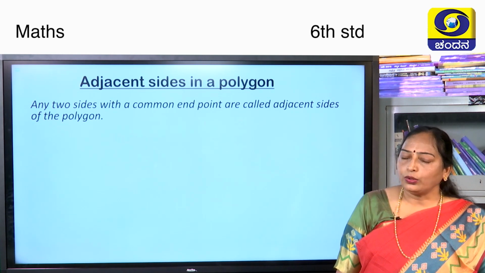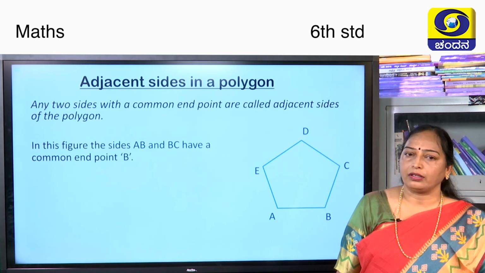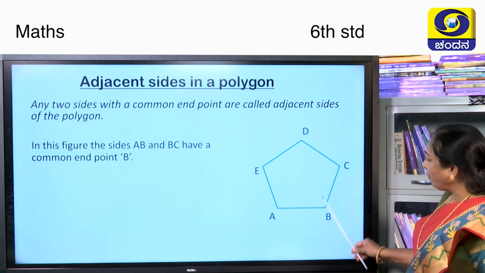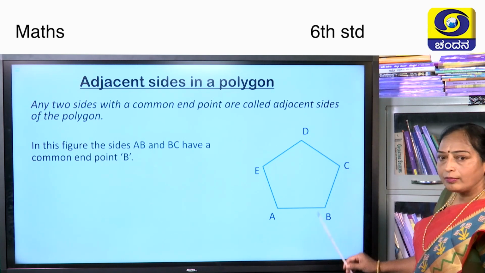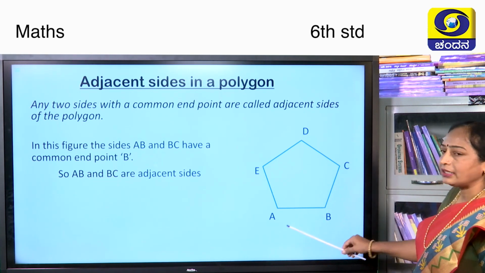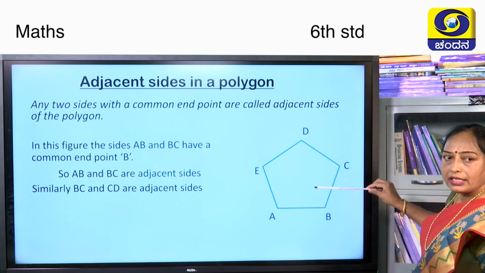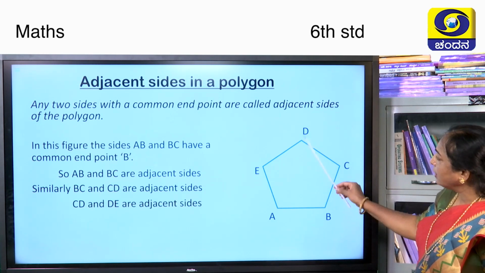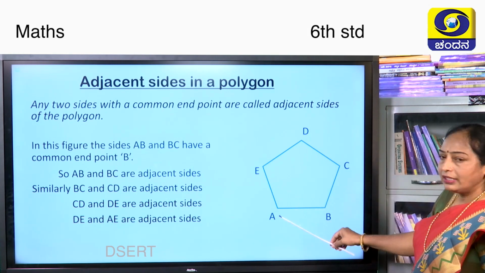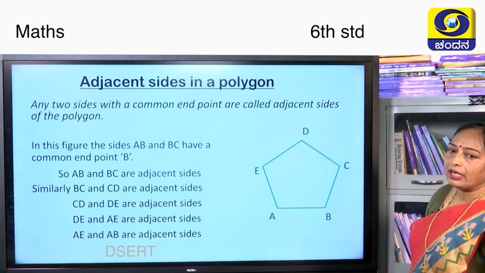Adjacent sides in a polygon. Children, any two sides with a common endpoint are called adjacent sides of a polygon. In this figure, the sides AB and BC have a common endpoint B. So, the sides AB and BC are adjacent sides. Similarly, the sides BC and CD are adjacent sides. The lines CD and DE are adjacent. The lines DE and AE are adjacent. The lines AE and AB are adjacent sides.